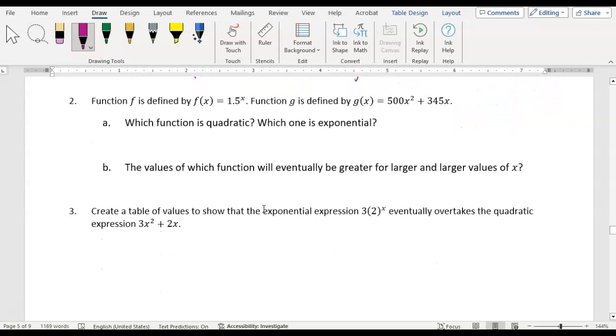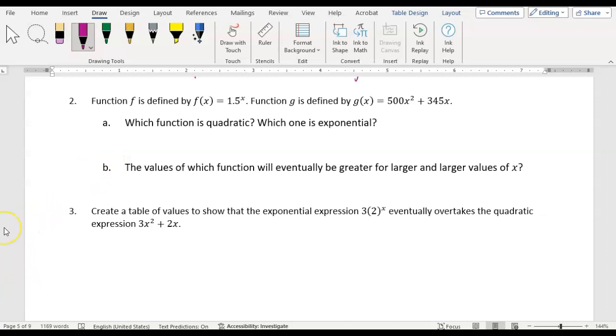All right, function f is defined by f of x equals 1.5 to the power of x. Function g is defined by g of x equals 500x squared plus 345x. I'm going to pause here because I have two special guests who are going to go over this one with you.